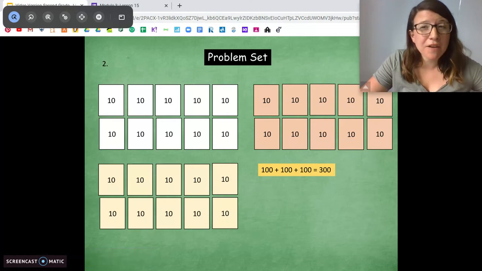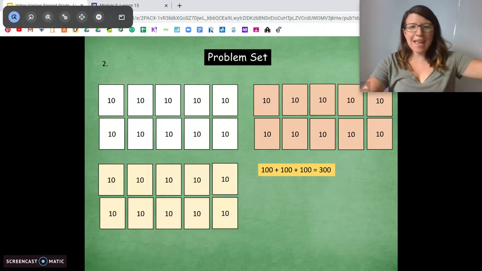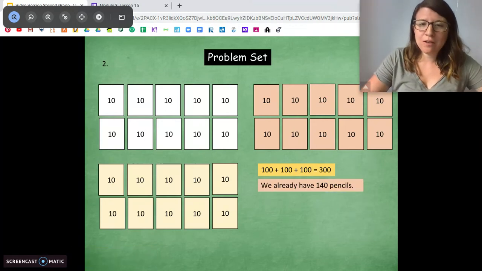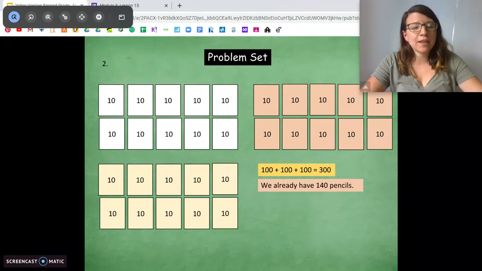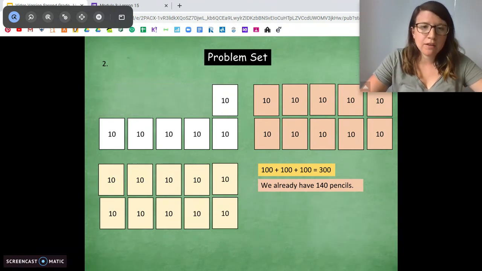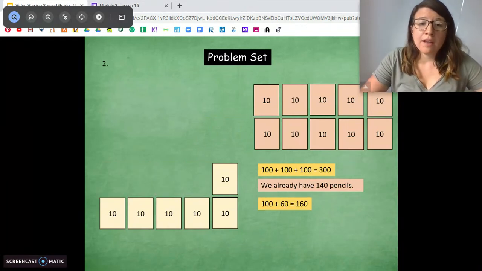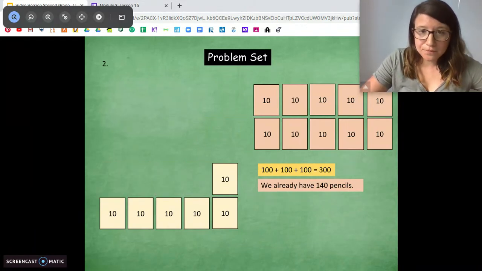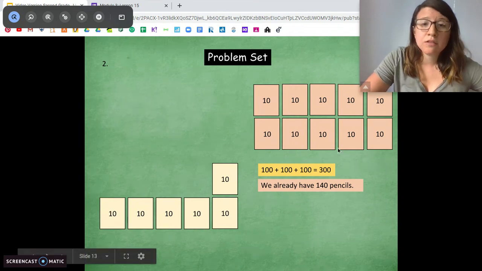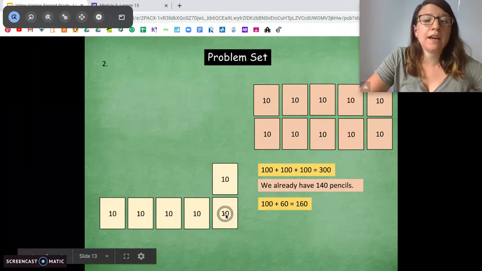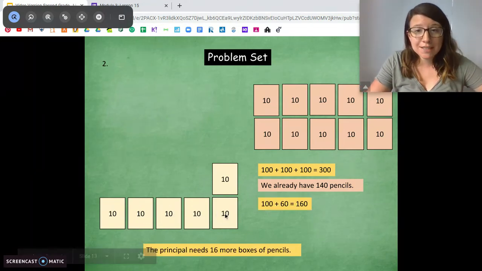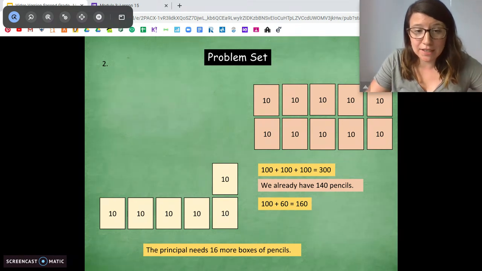Now, we have 140. So let's take that 140 away. Okay? We know we have that, so let's take that 140 away. So let's take 100 and 10, 20, 30, 40. Now, how many are left? We still have 100 left right here. So we have 100, 110, 120, 130, 140, 150, 160. So we have 160 pencils that we still need.